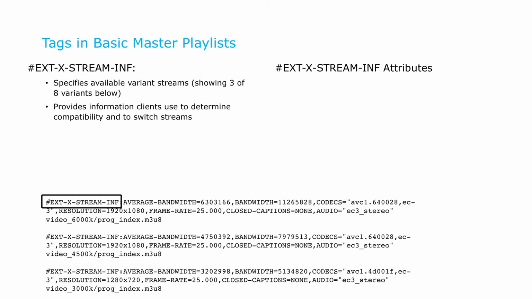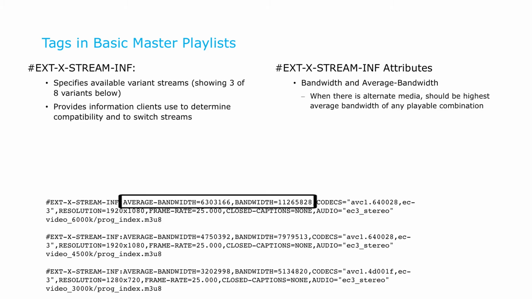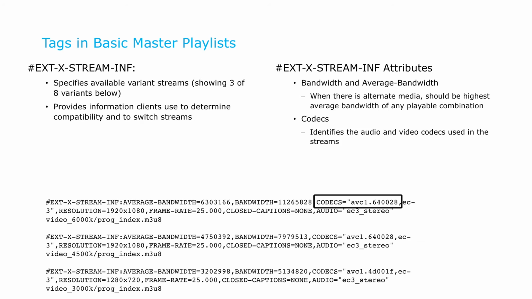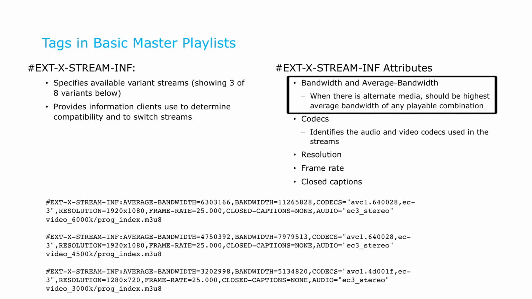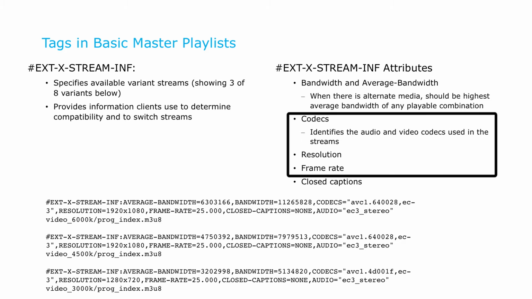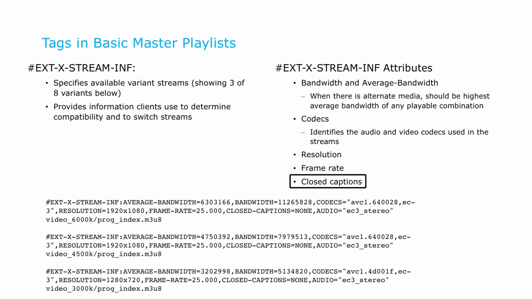The attributes you should include with your EXT-X-STREAM-INF tags are average bandwidth and bandwidth, codecs, resolution, frame rate, and closed captions. Note that the bandwidth and average bandwidth values should be the highest average bandwidth of any playable combination. This is critical when offering multiple audio versions, as you'll learn how to do in a moment. Codec, resolution, and frame rate help the client identify compatible streams. Closed caption informs the client when these are available, which they are not here.